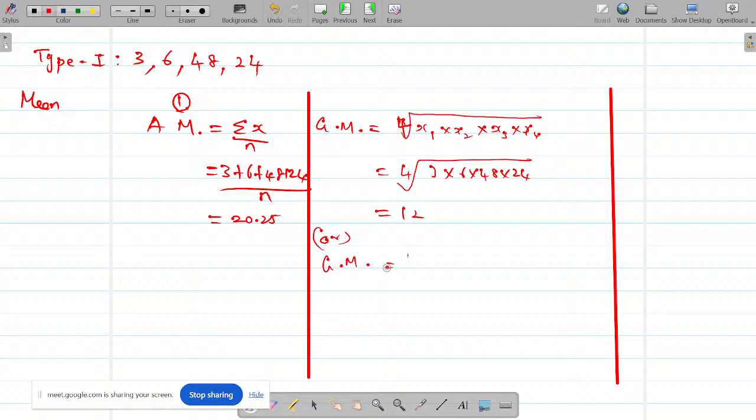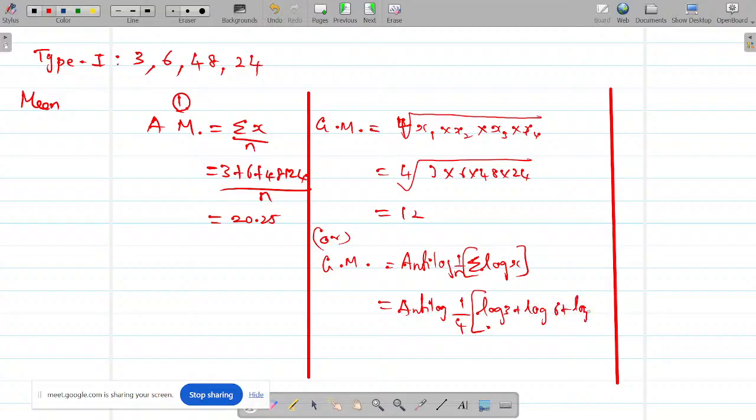Geometric mean is equal to anti-log of 1 by n, summation log x. Anti-log of 1 by 4 into log 3 plus log 6 plus log 48 plus log 24. You know how to find log values? Just turn to the last page of the single material.